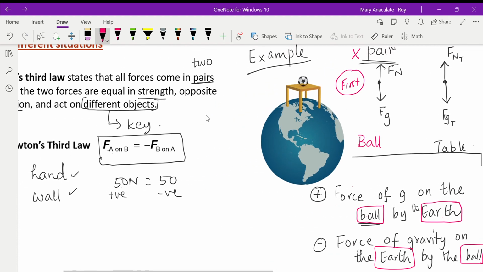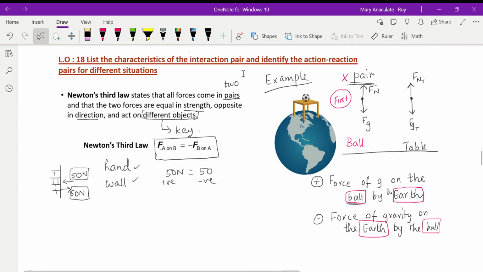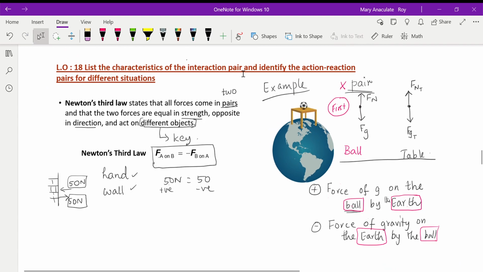Right? So just going over once again. What is Newton's third law? There are three characteristics. What are they? The two forces will be equal in magnitude, equal in strength, equal in size, but they will be opposite in direction, and they will act on different objects. They will act on different objects.